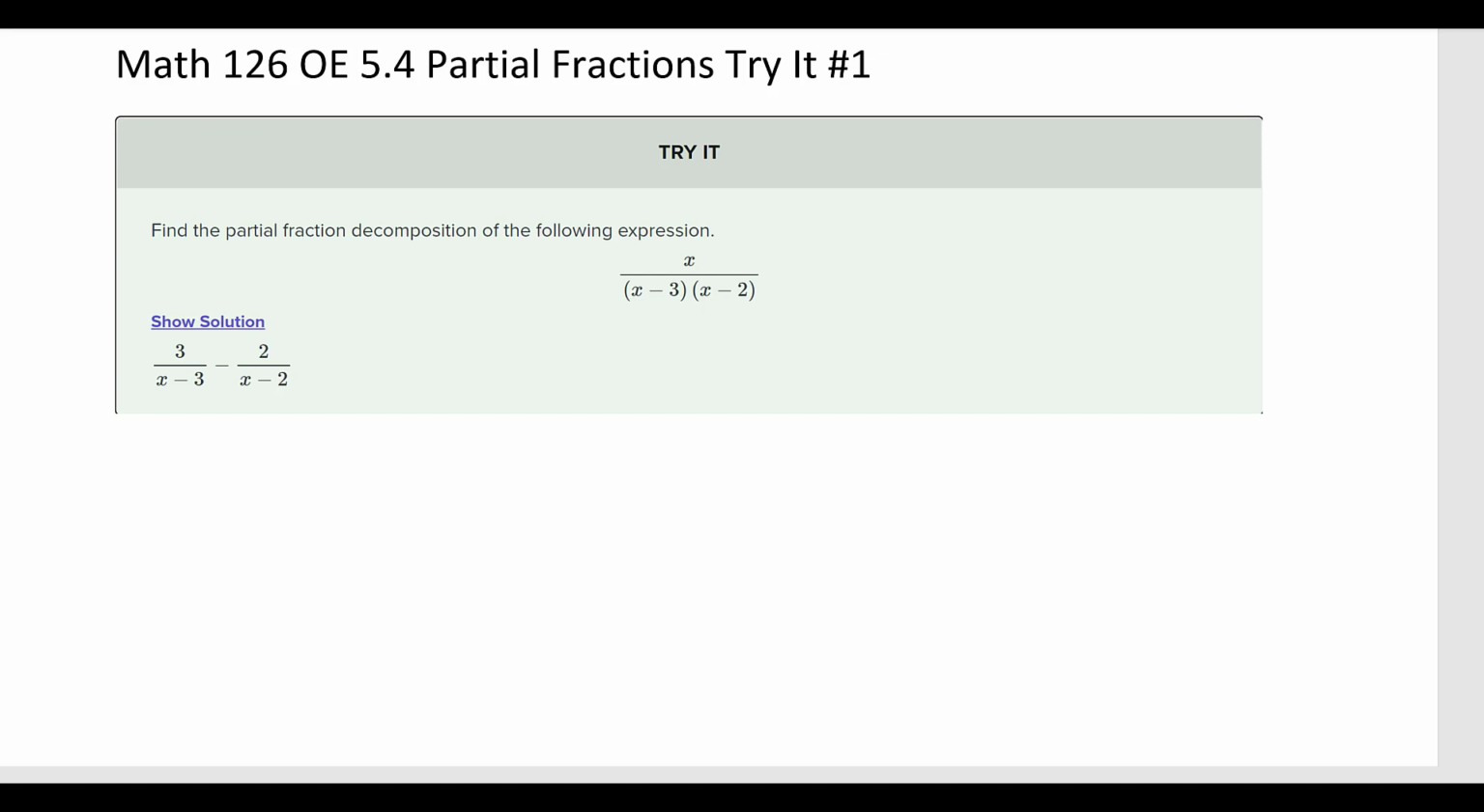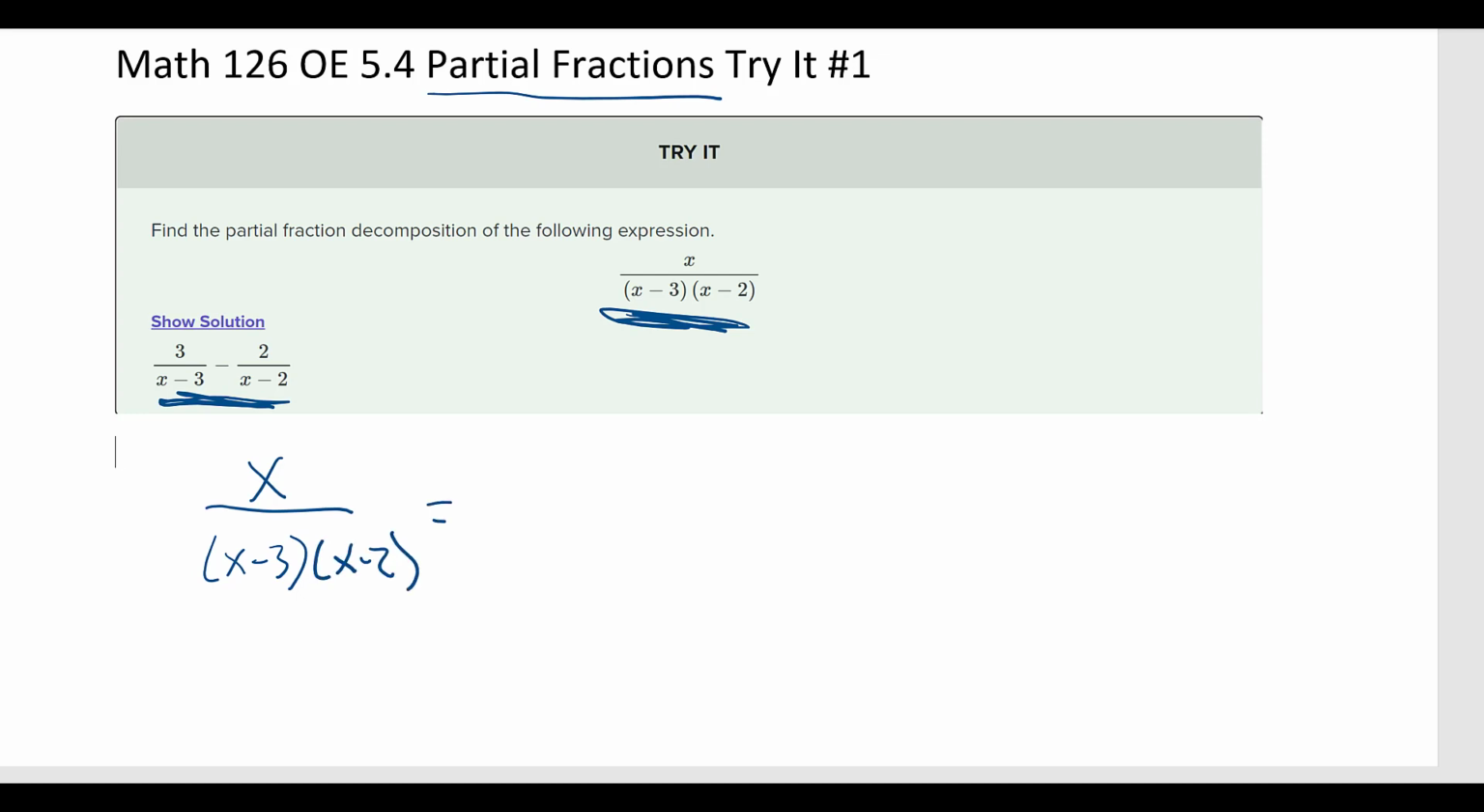For this problem, we are looking at the partial fractions section here in Math 126, section 5.4. And so we're looking at breaking this apart into two different fractions. As you see, here's the answer. But let's talk about how we get there. Now, when we do something like this, we can say our fraction x over x minus 3 times x minus 2 equals, and I'm going to break this out to say it's A over one of these, x minus 3, plus B over x minus 2.